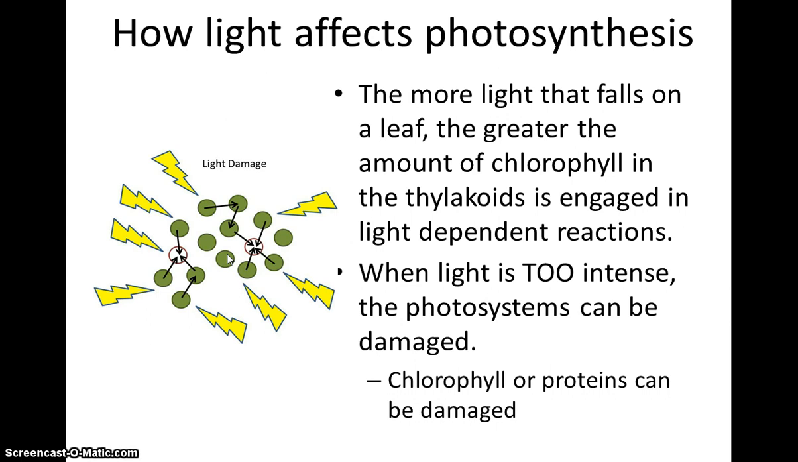Again, they can become damaged, but it's mostly because, if you remember, it's chlorophyll and proteins put together in the photosystems, and the proteins especially can be damaged, but the chlorophyll can as well. It's a compound. So too much light is a bad thing. It actually kind of breaks up or makes it so these don't work.